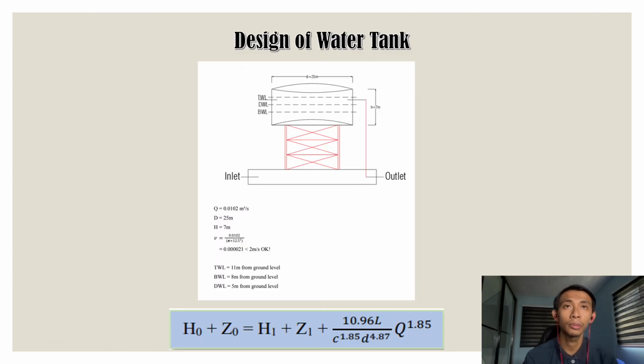Before analyzing the piping network using the software, we need to do the water tank design. In this project, we use the Bernoulli equation by trial and error method, and these are the designs that we get after we do the calculation.